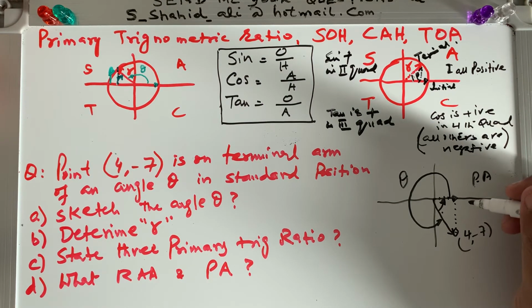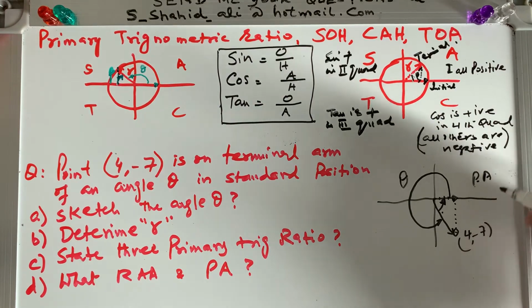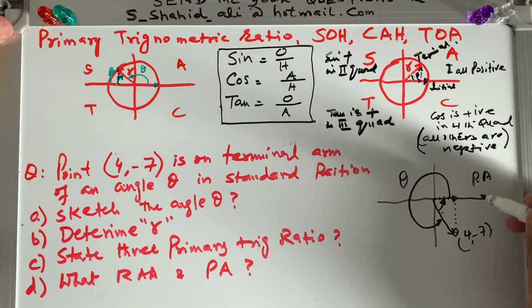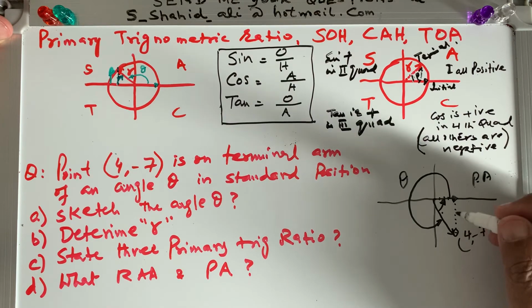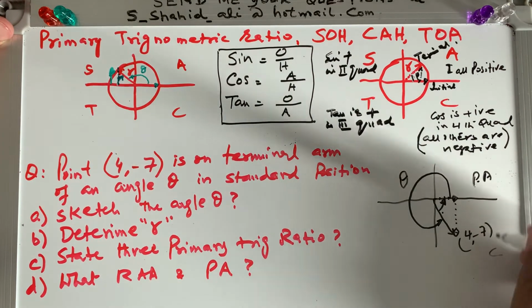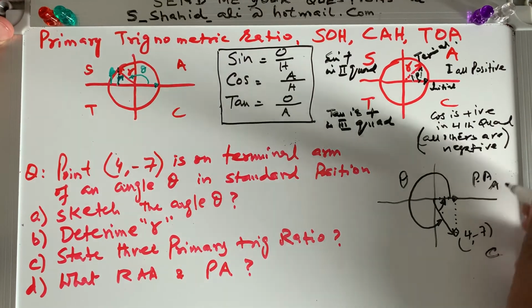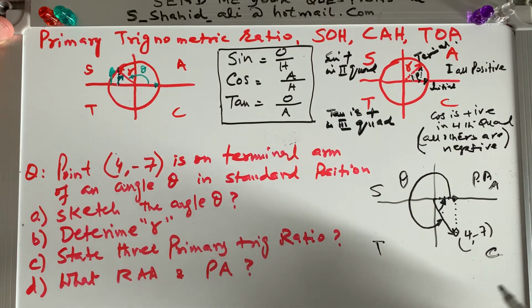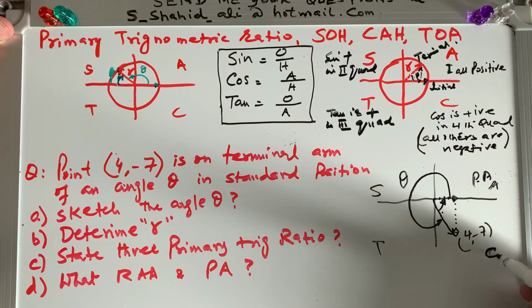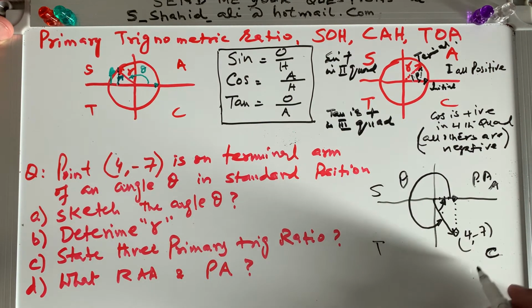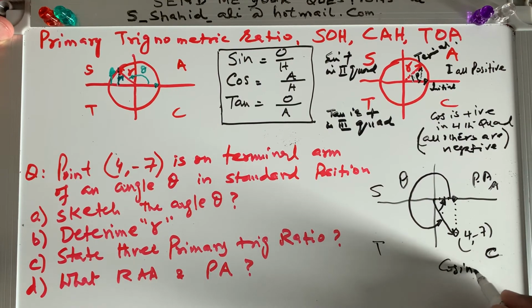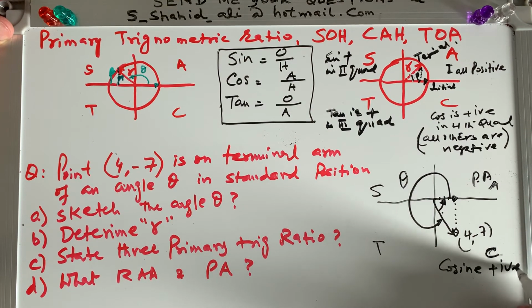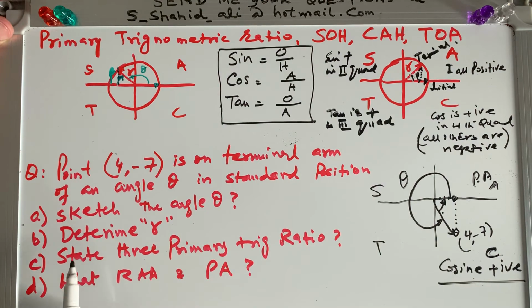So I have to calculate the related acute angle, RAA, and the principal angle. I have to show where the resultant is, right? So I have my resultant here. Now, if you want to put the CAST as well, you should know the value of the different trigonometric ratios. In the 4th quadrant, cosine is positive, and all others will be negative when we calculate these ratios.